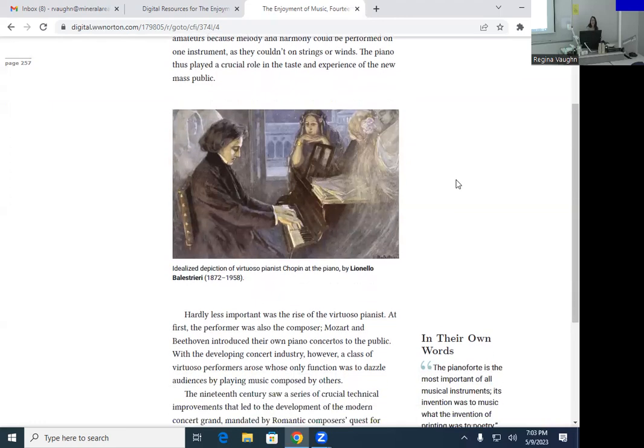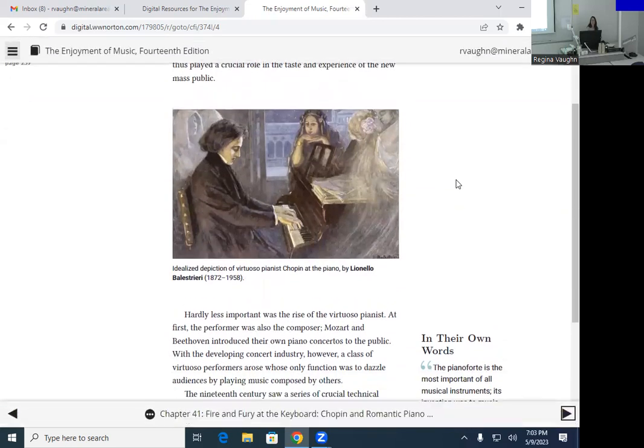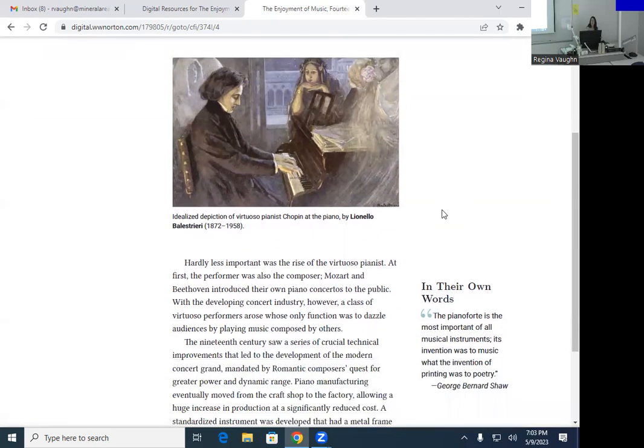The piano thus played a crucial role in the taste and experience of the new mass public. This is a painting of Chopin at the piano. This could be George Sand watching him play, probably not.